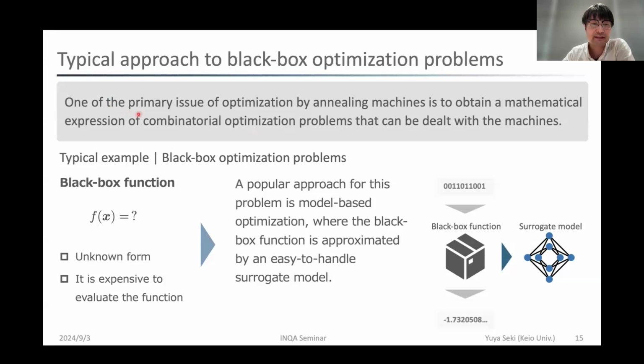One of the very basic approaches is the following. As I mentioned in the previous slide, we don't know the detailed form of the black box function. And in many cases, it is expensive to evaluate the black box function. So we cannot investigate all the possible inputs. A popular approach for this problem is model-based optimization. In model-based optimization, the black box function is approximated by another model called a surrogate model. And we minimize the output of the surrogate model instead of directly accessing the black box function.